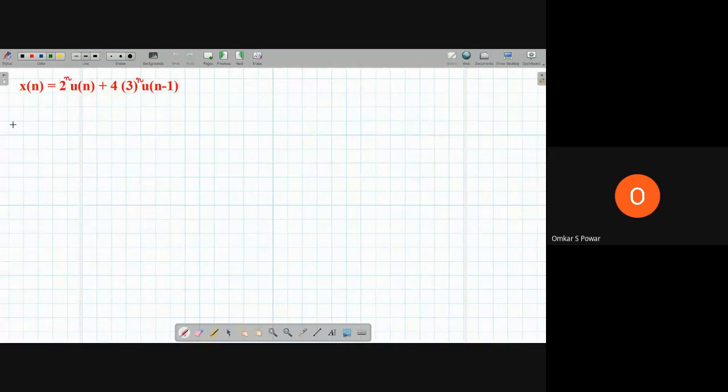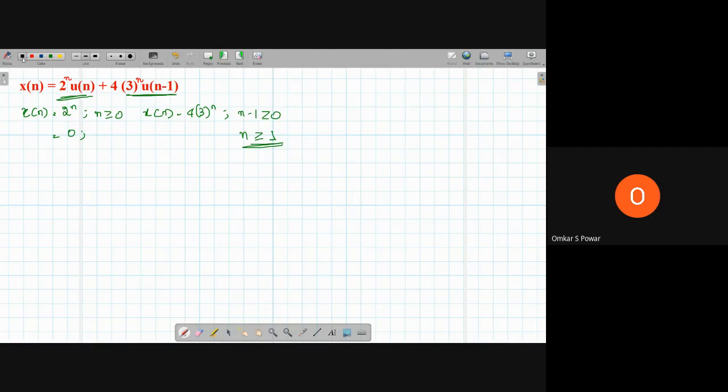Now, given the problem, x of n is equal to 2 to the power of n u of n plus 4 into 3 to the power of n u of n minus 1. How can we solve this? First, we will write the mathematical expression. x of n is equal to 2 to the power of n for n greater than or equal to 0, otherwise it is equal to 0. Similarly, for the second expression, x of n is equal to 4 times 3 to the power of n for n minus 1 greater than or equal to 0. I will take the minus 1 to that side, so n is greater than or equal to 1.